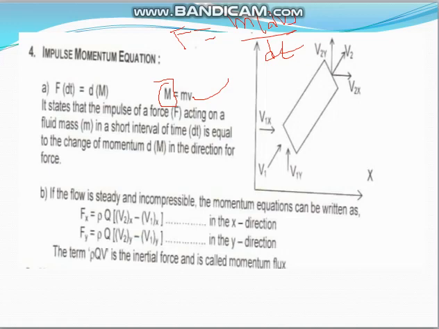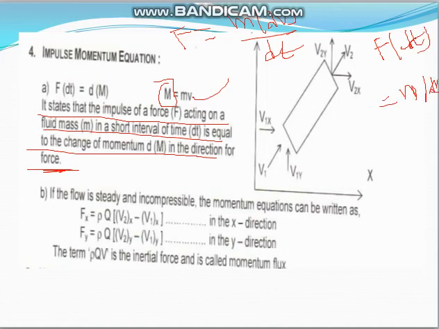So the impulse momentum equation states that the impulse of a force acting on a fluid mass in a short interval of time is equal to the change of momentum in the direction of the force. Okay, so this is the statement of the momentum equation. Simply we can say that F into dt is equal to m into dv.